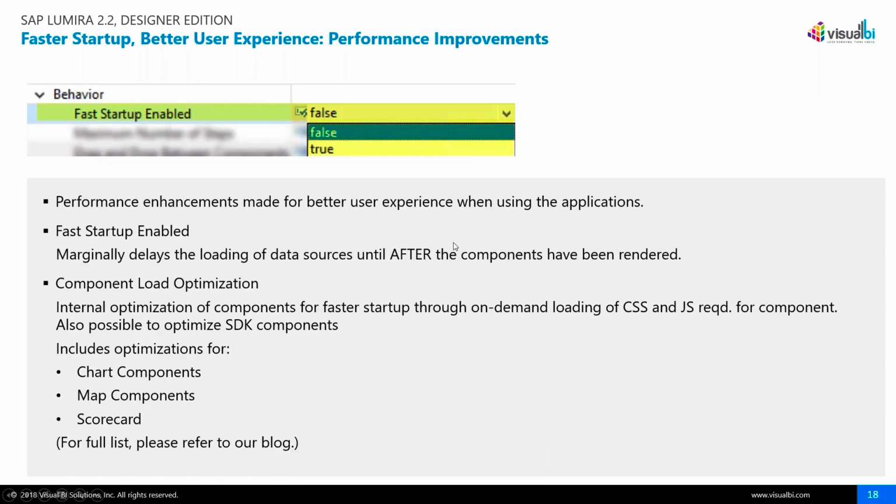On the performance side as well, there are a slew of new features that help quicken the loading of applications. So the first of these features is called fast startup, and it's enabled within the properties of the application. When you enable it, any data sources that load on startup are delayed until the components have been rendered first. So users will first see the components pop up, then the data sources will start to load. They might see a temporary screen indicating that the data sources are loading, but we haven't seen these instances last for more than a second or so, so it doesn't take too long.